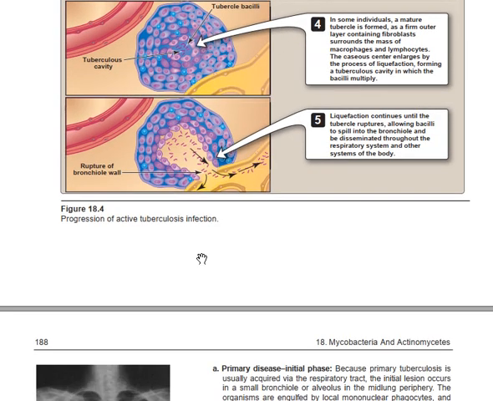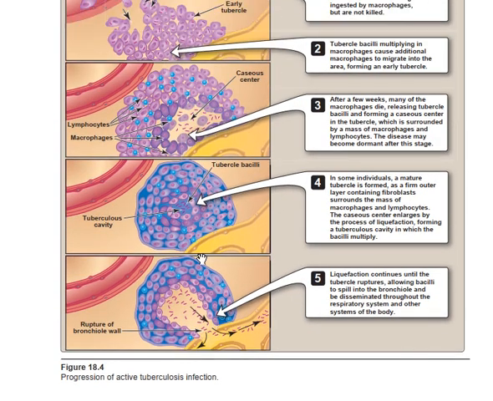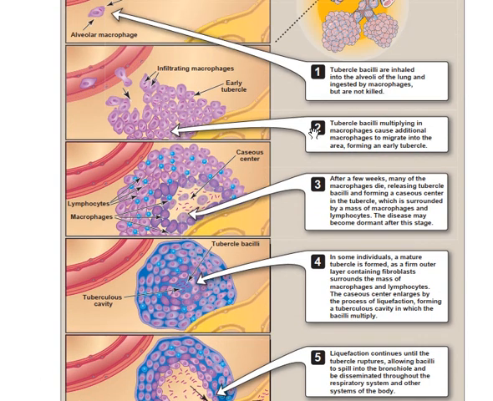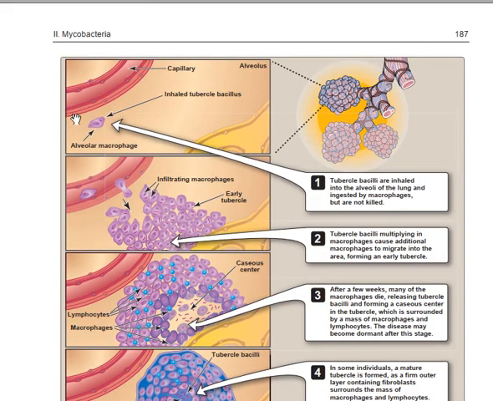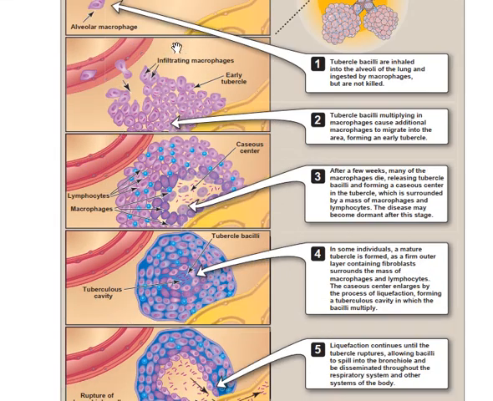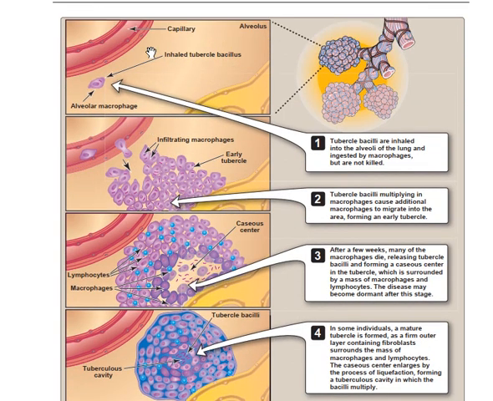Now this diagram shows the progression of active tuberculosis infection. For tuberculosis to occur, the tubercle bacilli are first inhaled into the alveoli of the lungs and ingested by macrophages and not killed. So these are the inhaled tubercle bacilli. Is it clear? We have alveolar macrophages, infiltrated macrophages, and early tubercle formation. So we first have the inhaled tubercle bacilli.